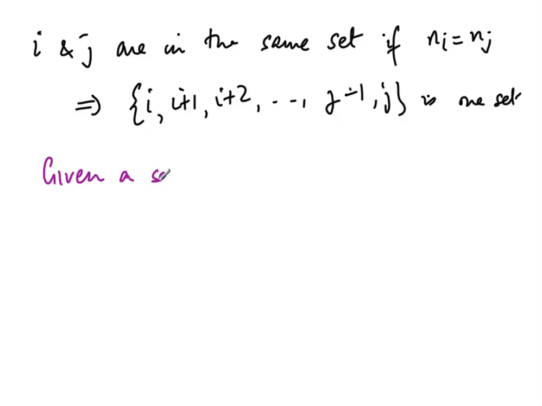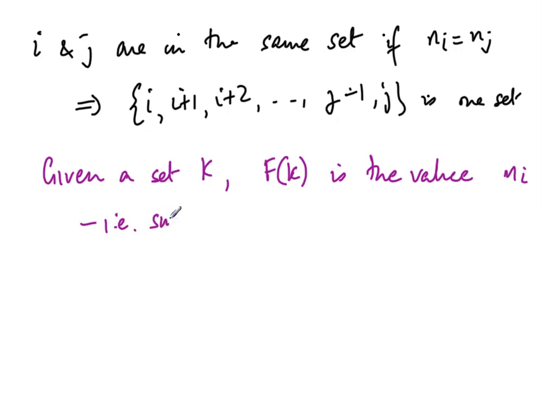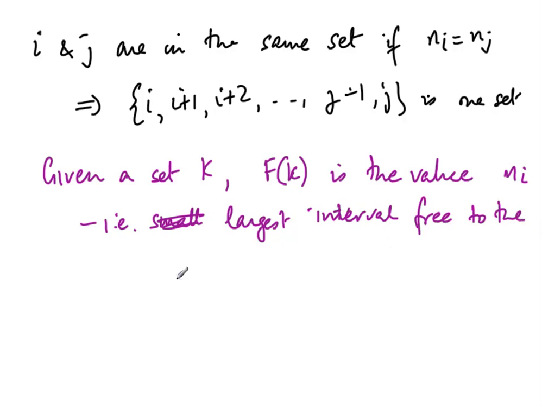So given a set K in general, I will say that f of K is the value N_i, that is the largest time slot free to the left of all of K. So f of K is just that value which captures the largest time point which is free for everything in K.